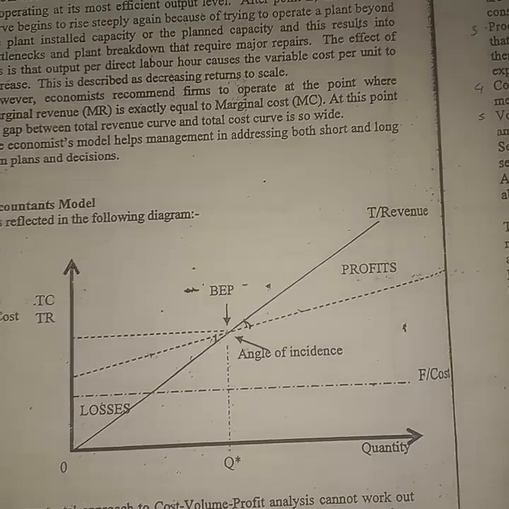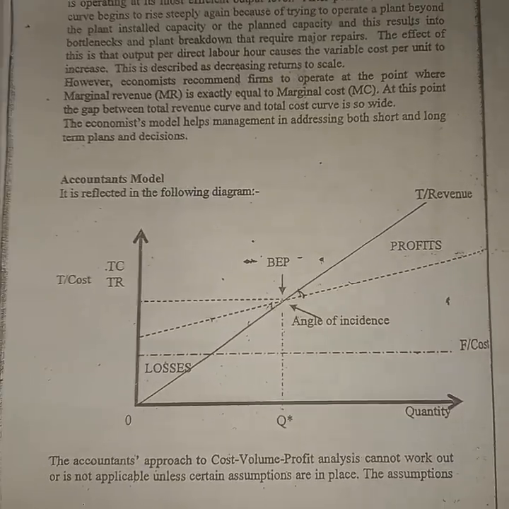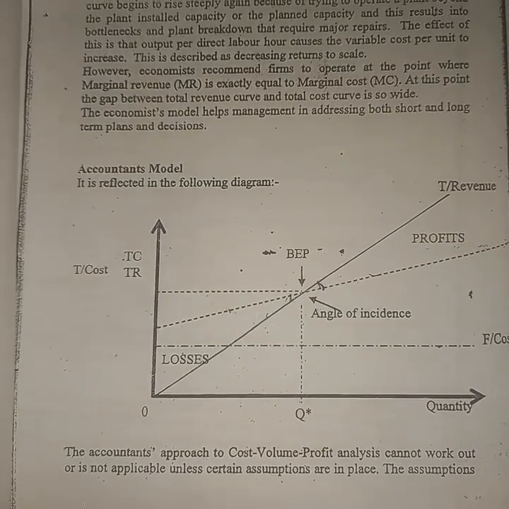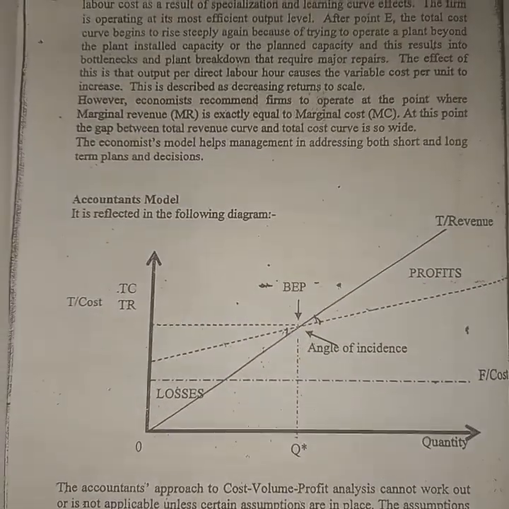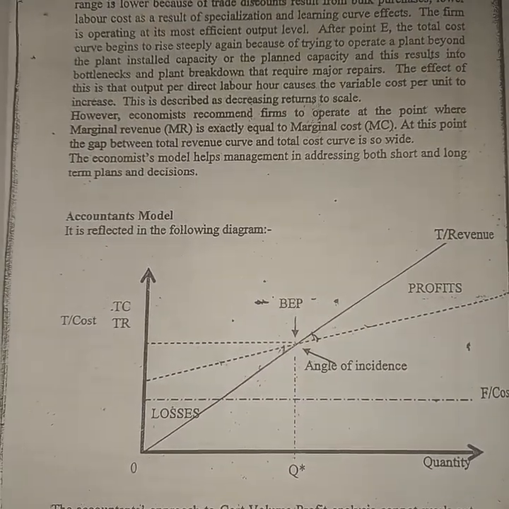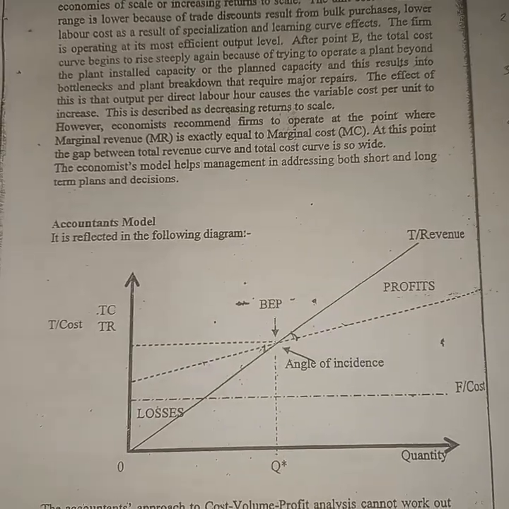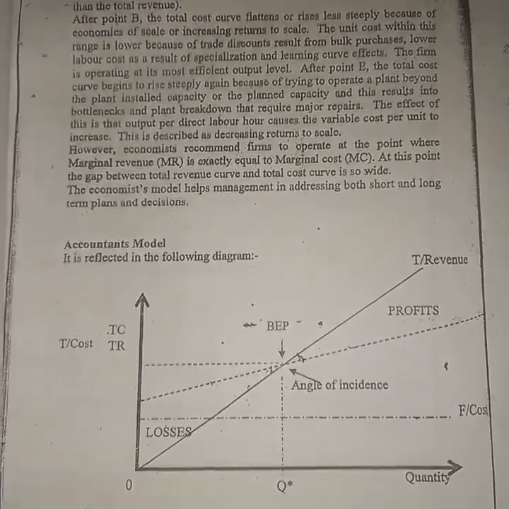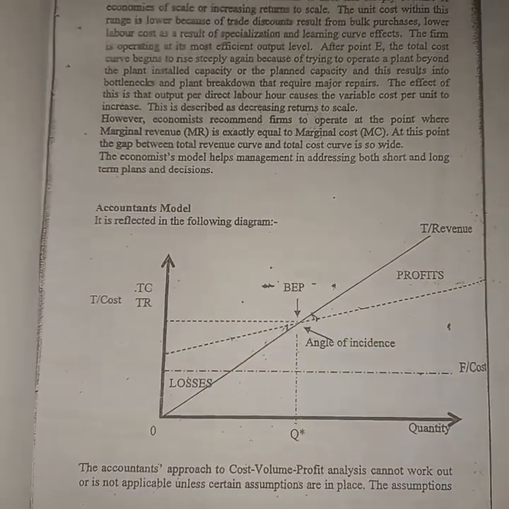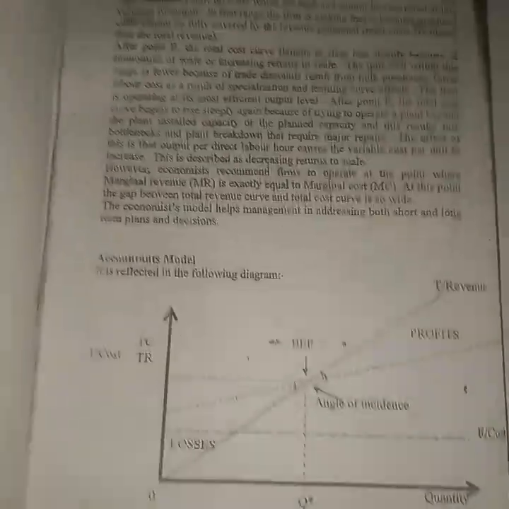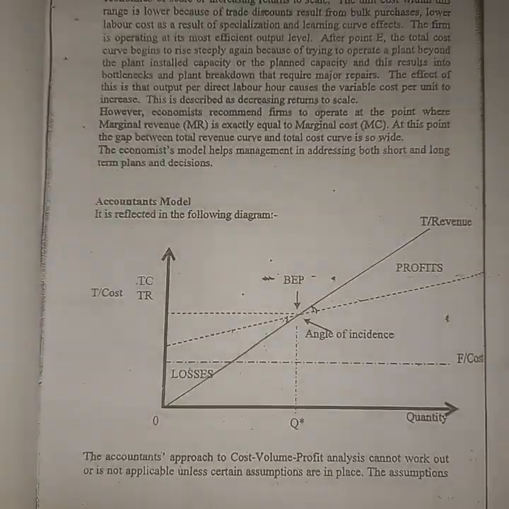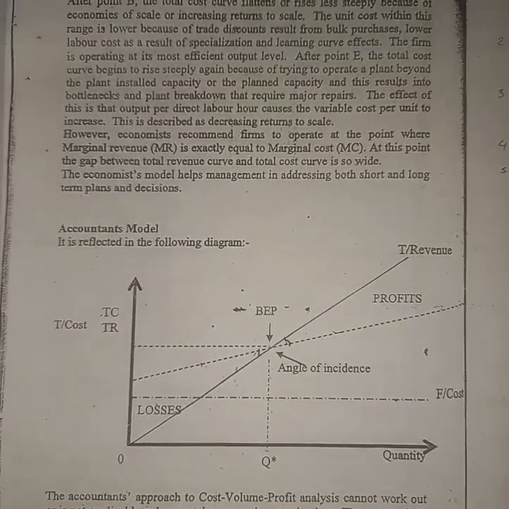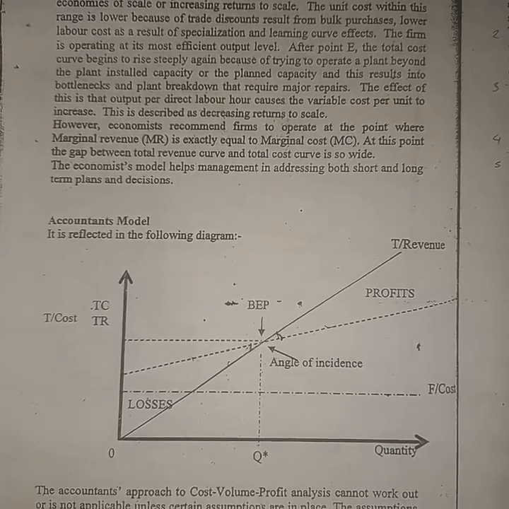So in this case, now we introduce the angle of incidence. We're going to look at the angle of incidence. For them, they use the angle of incidence: when it is too big, that means you're earning a lot of profits, and when it is too small, you're earning less profit. But the accountant's model does not operate without its assumptions. It has a given range of assumptions that must be in place for it to operate. So let's look at those assumptions, then we can have an understanding of the accountant's model.